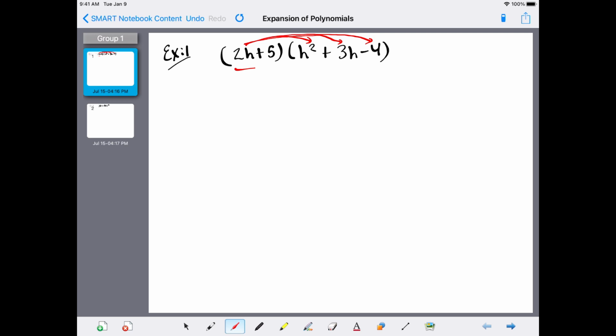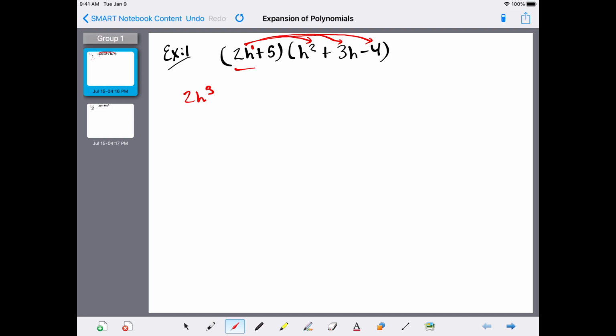So we're going to multiply the 2h by h squared. When we do that, we get 2h cubed. So you multiply the coefficients by each other, and then you multiply the h's together. And when you multiply things with the same base, you add the exponents. So there's an imaginary 1 on the 2h, so like right here. So 1 plus 2 is equal to 3. So that's why when you multiply h by h squared, you get h cubed.